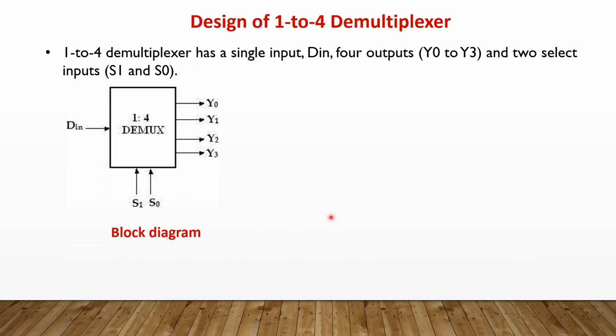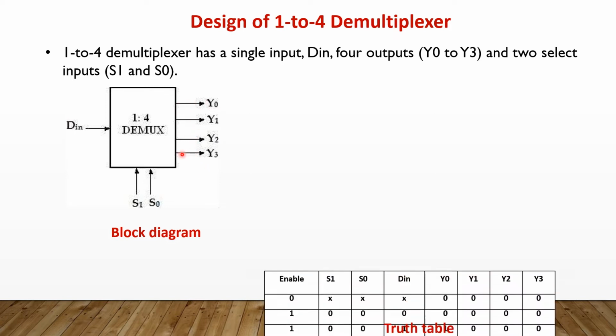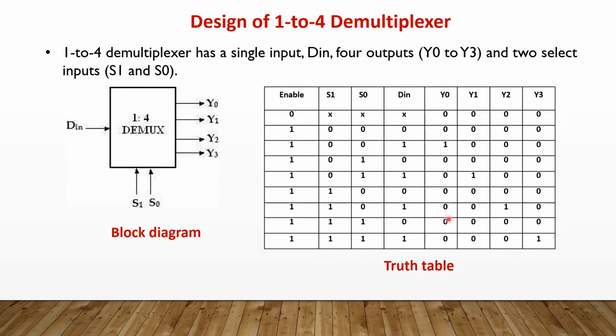So next comes design of 1 to 4 demultiplexer. The 1 to 4 demultiplexer, as the name implies, will have one input and four outputs, and at the same time will have two selection lines. And based upon the selection line values, one of these output terminals will be selected. So this is the truth table for the 1 to 4 demultiplexer.